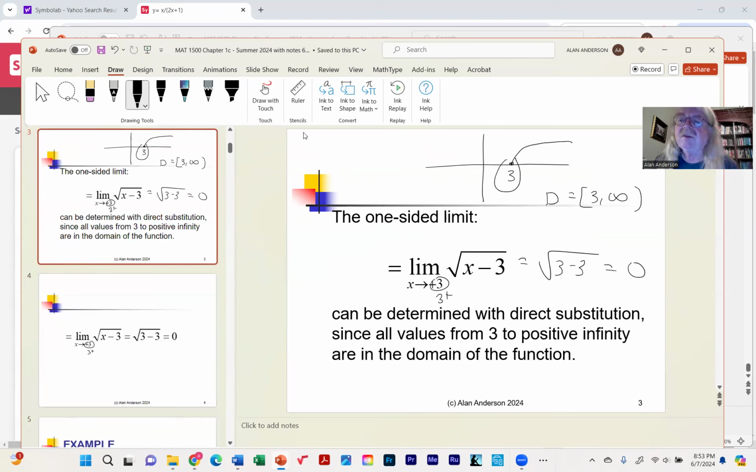But we're not going to be able to do this from the left because it's going through numbers that are not part of the domain.